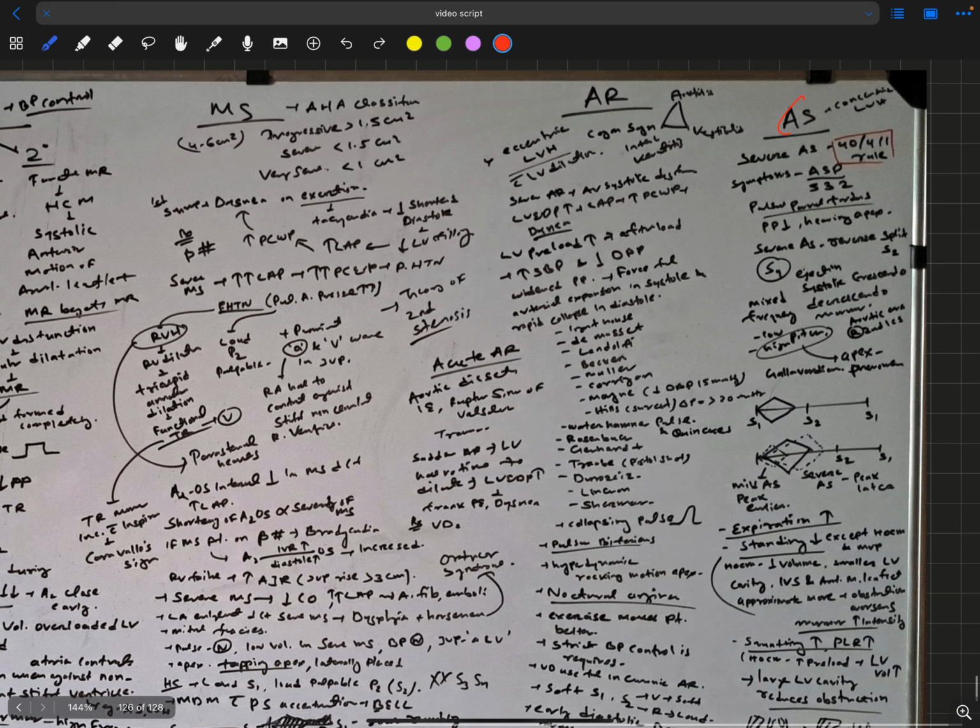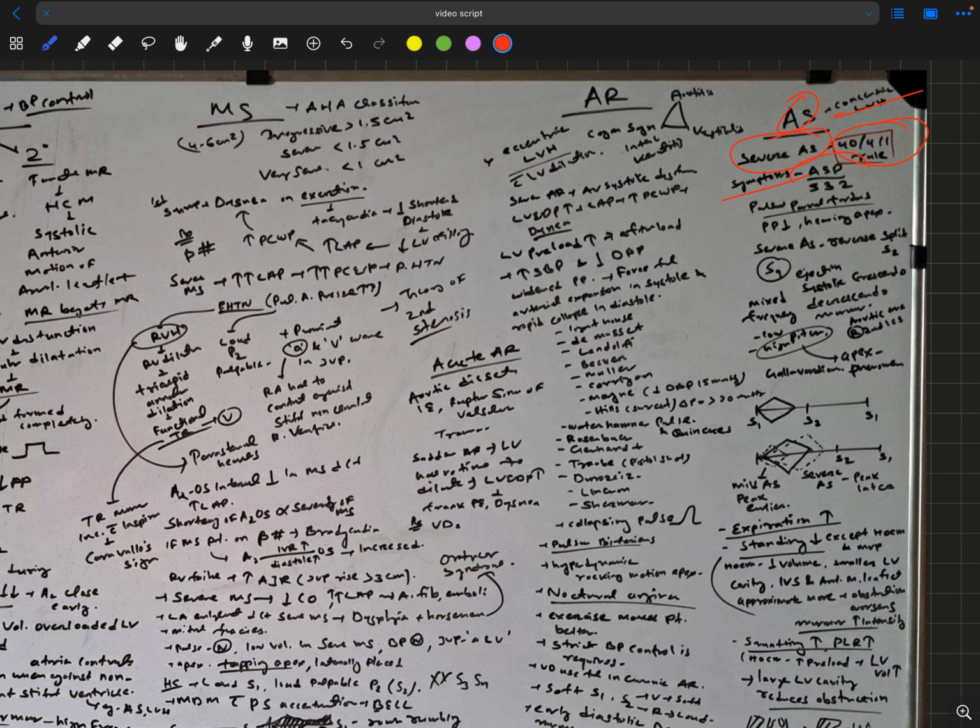In aortic stenosis, we find concentric LVH. Severe AS is defined by the 40-4-1 rule. 40 means a transvalvular pressure gradient of more than 40 mmHg, peak velocity across the valve of more than 4 meters per second, and valve surface area of less than 1 centimeter square. The normal valve surface area of the aortic valve is 3 to 4 centimeter square.